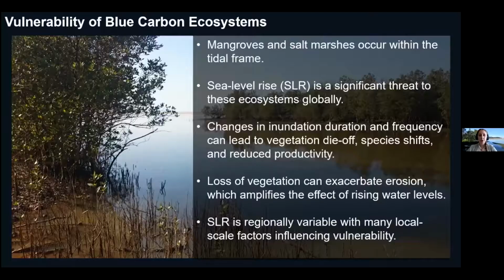Mangroves and salt marshes occur within the tidal frame, and therefore sea level rise is a significant threat to these ecosystems globally. Changes in inundation frequency can lead to vegetation die-off, species shifts, and reduced productivity. And when there's a loss of vegetation, this can exacerbate erosion, which then further amplifies the effect of rising water levels. So sea level rise is regionally variable, and there are many local scale factors that influence vulnerability.